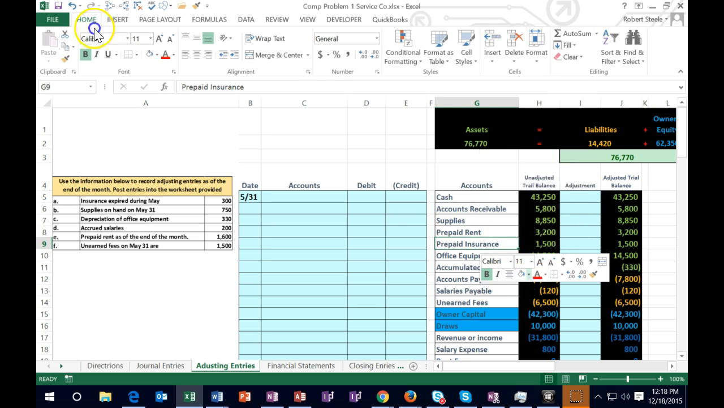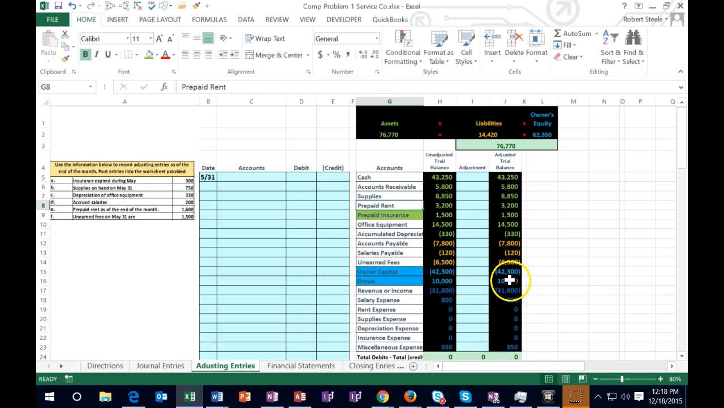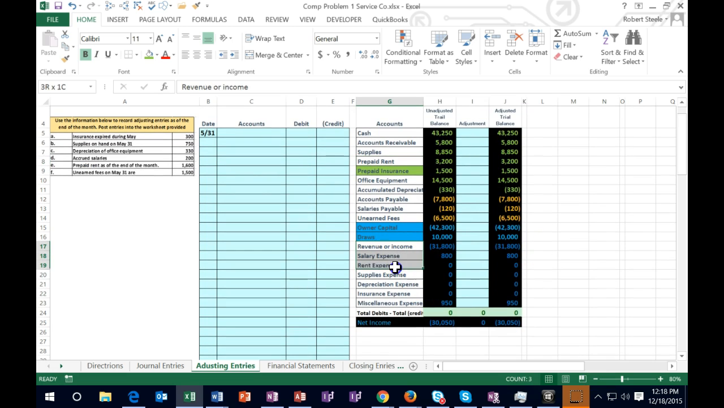I'm going to make that green just to indicate that that's going to be one that we will be looking at. I'm going to make this a little bit smaller here. And then if we go down below the blue line, there's going to be something related to insurance. And of course, that's going to be insurance expense in this case. So I'm going to go ahead and make that green. And we know that the account below the blue line is an expense account.